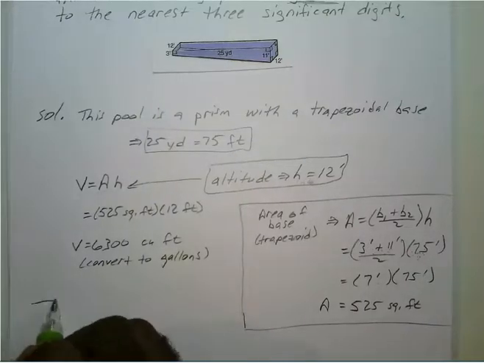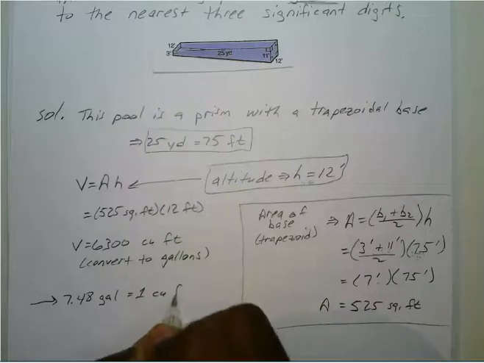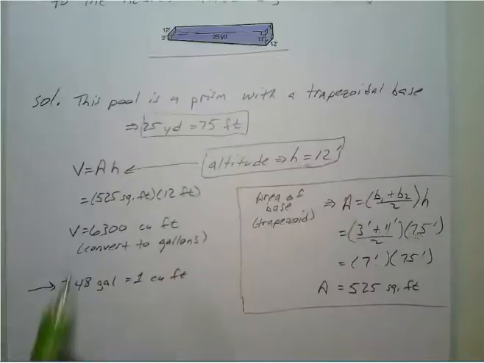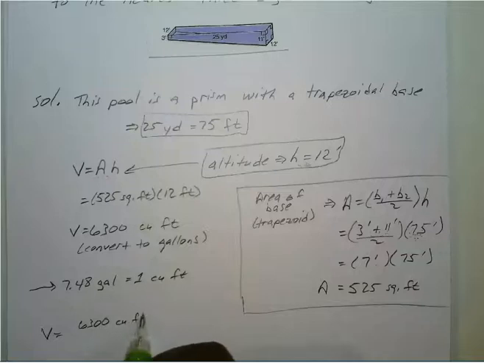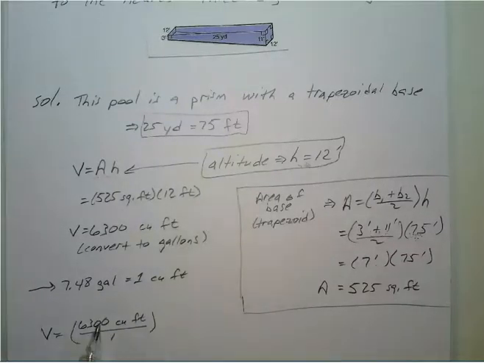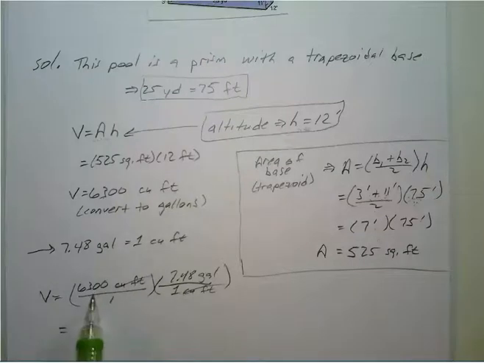How do we do that? Well, we know 7.48 gallons equals 1 cubic foot. So that means our volume, 6,300 cubic feet, we write 6,300 cubic feet over 1 times, we're going to convert it, 7.48 gallons divided by 1 cubic foot. And these two will cancel each other out. So that leaves us with 6,300 times 7.48 gallons. So 6,300 times 7.48 is 47,124 gallons.